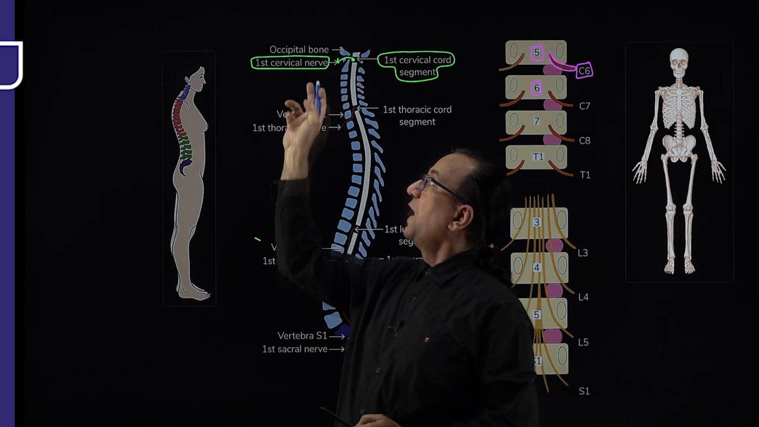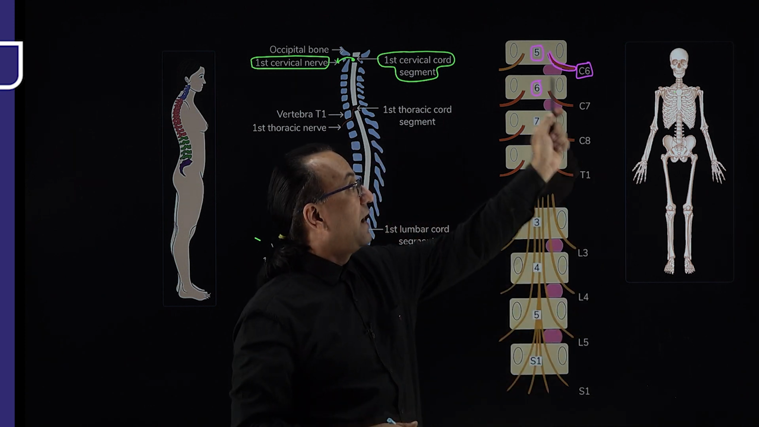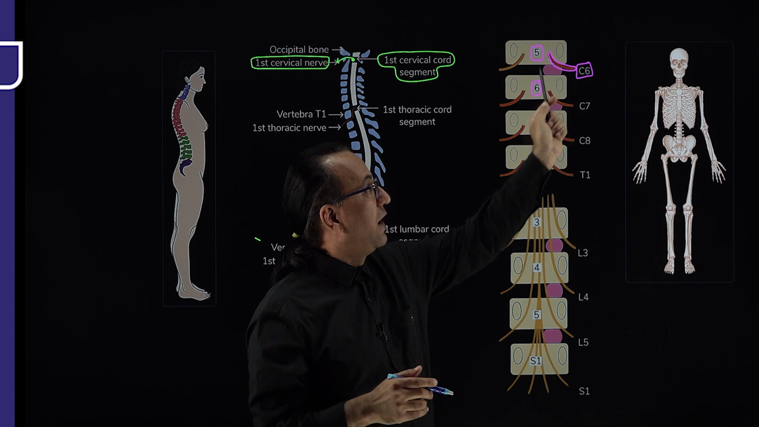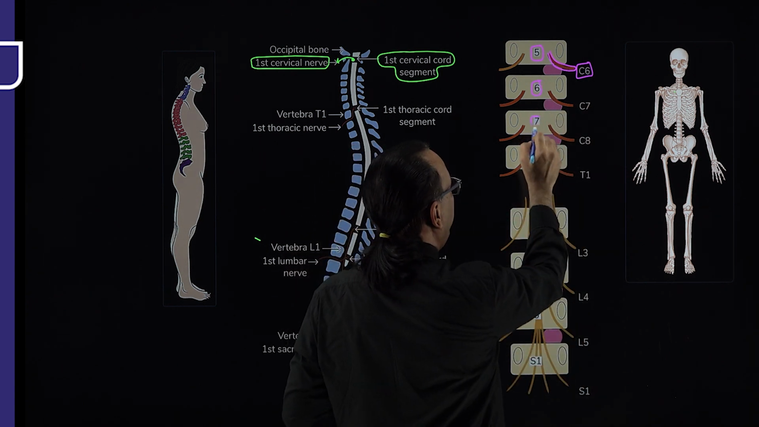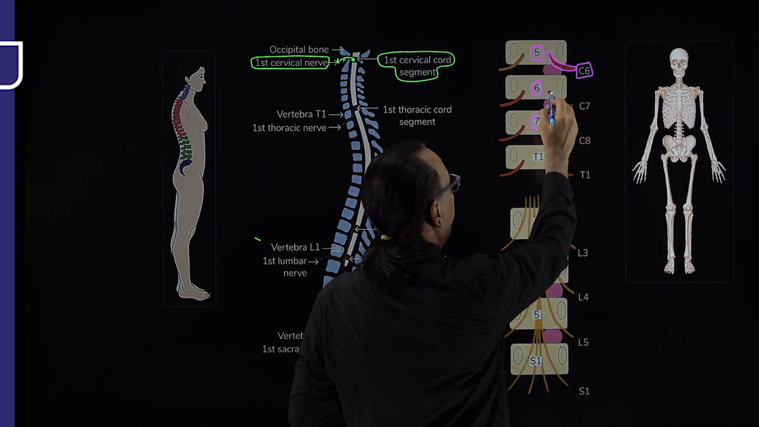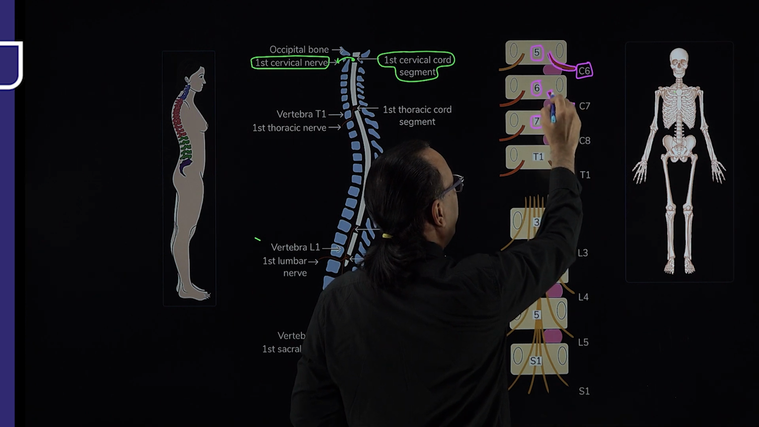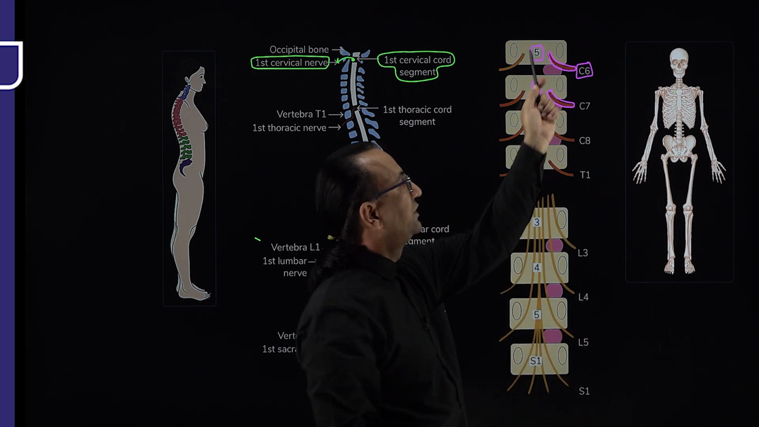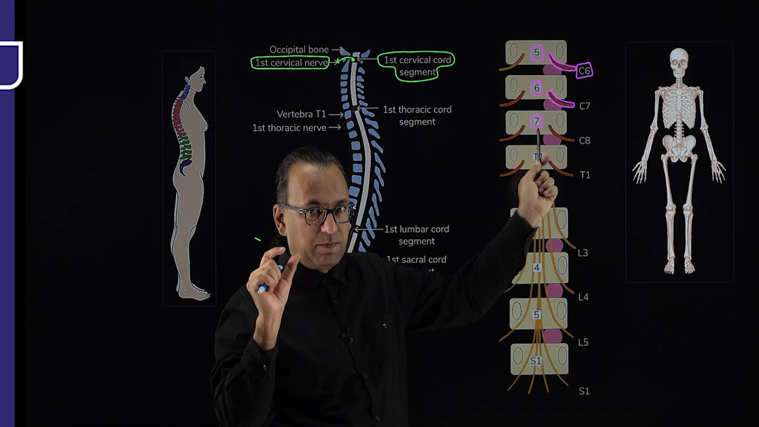So it will follow, and as you are following, you can see that above the C6 vertebra, we are having C6 spinal nerve. So as you go down, now we have C7 vertebra. Which nerve will be exiting above that? That will be the C7 nerve. But then there is a change now. You see, we have 7 cervical vertebra, but the spinal segments are 8.